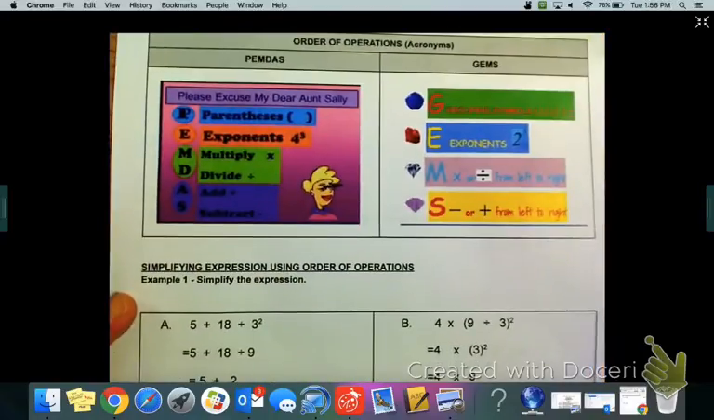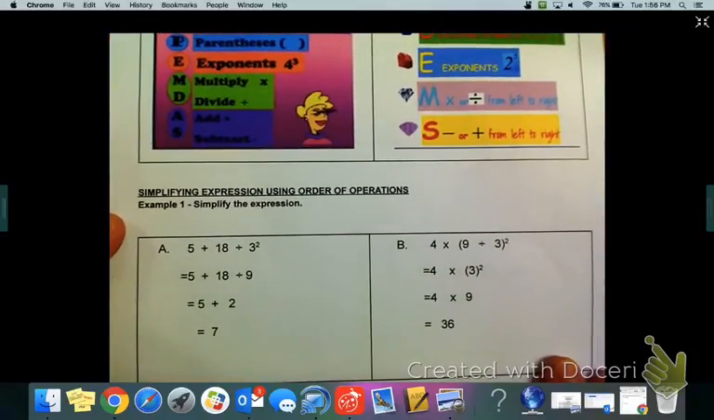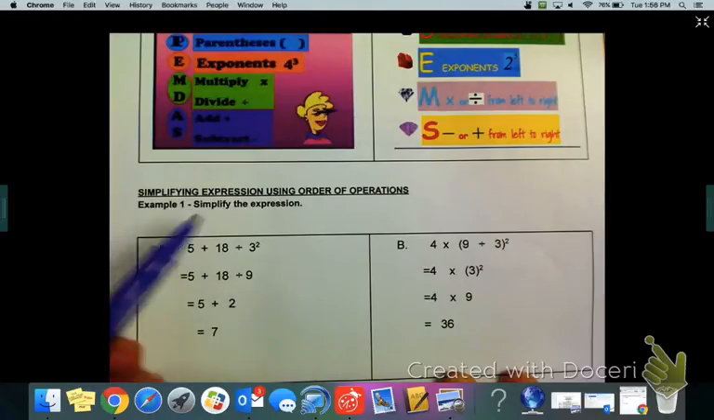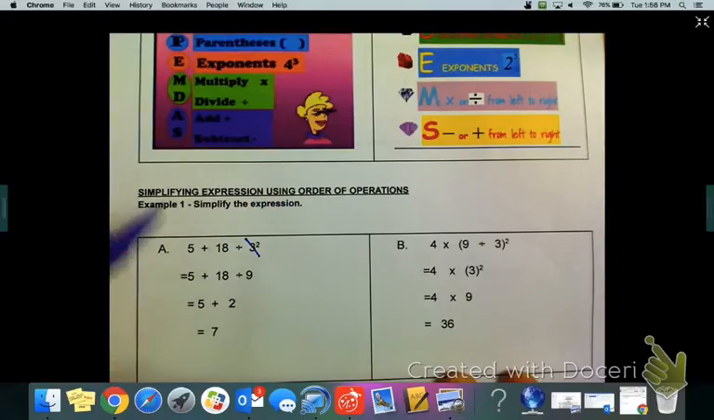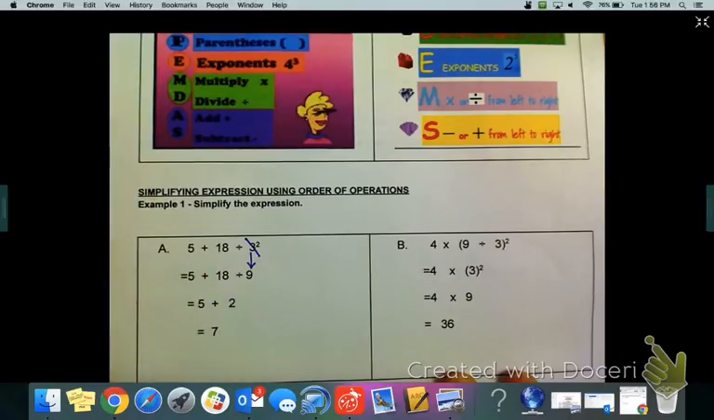I'm going to do a few examples with you, and we're going to simplify some expressions with order of operations in them. The first one I'll start with does not have any grouping symbols, so the next step would be to use exponents. 3 squared is 9. 3 times 3, excuse me, is 9. So I rewrite everything, except the exponent now has been evaluated to be the answer of 9.